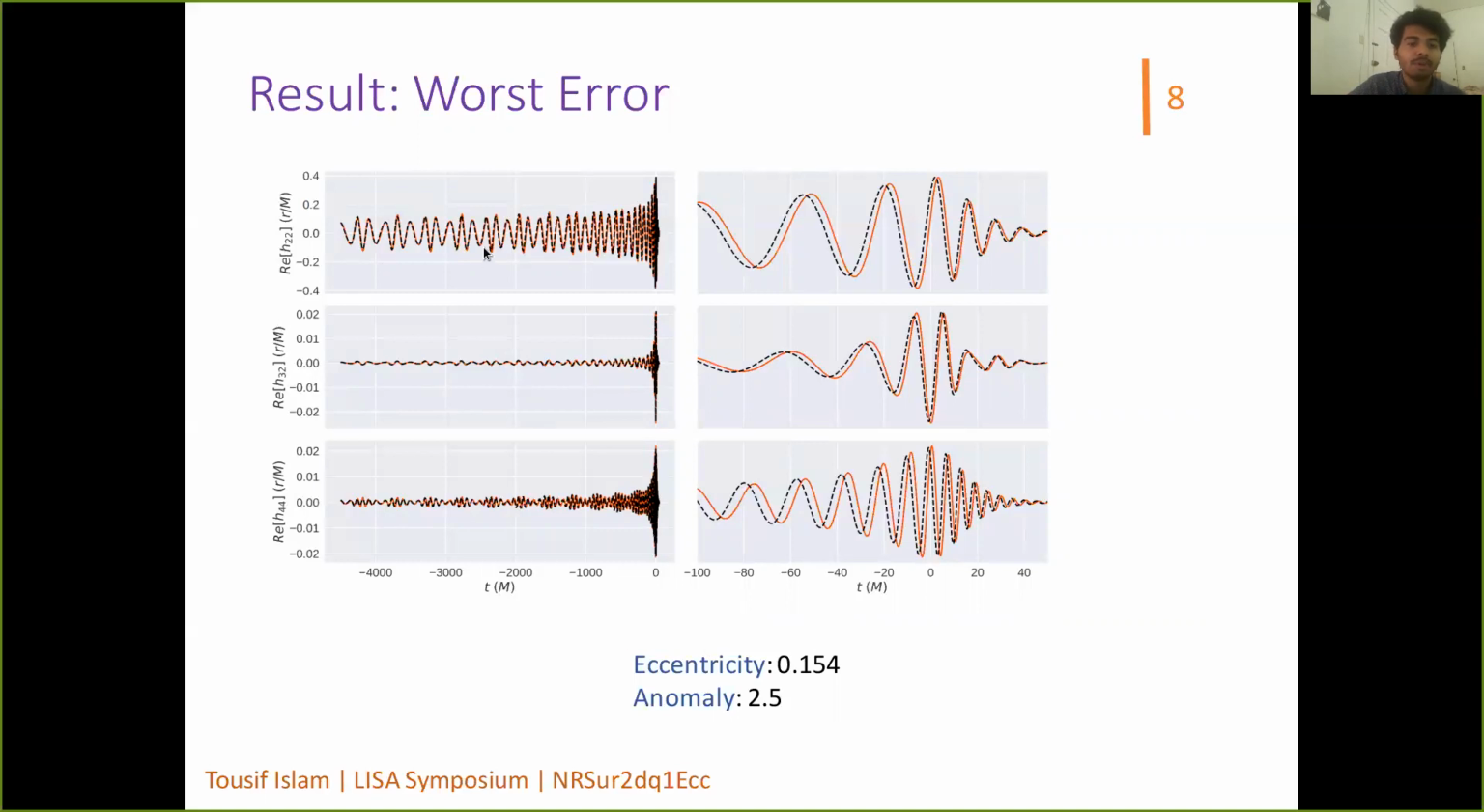Now we show the real part of the H22, H32 and H44 mode waveforms here. Then we zoom in on the waveforms near the late inspiral-merger-ringdown part in the right panels, where the red line shows the NR data and the black dashed line shows the surrogate approximation. We see here that there is a time and phase mismatch between the NR data and the surrogate waveform.